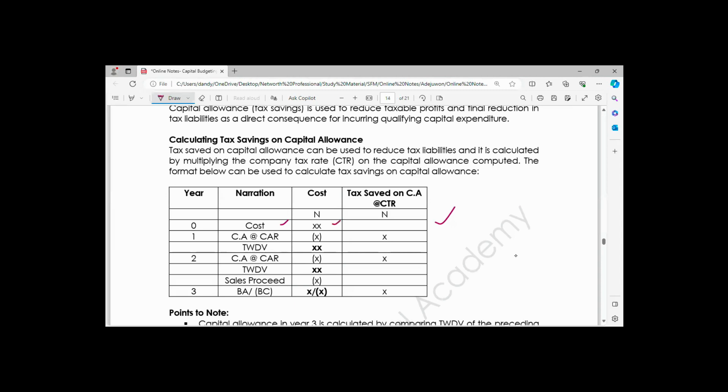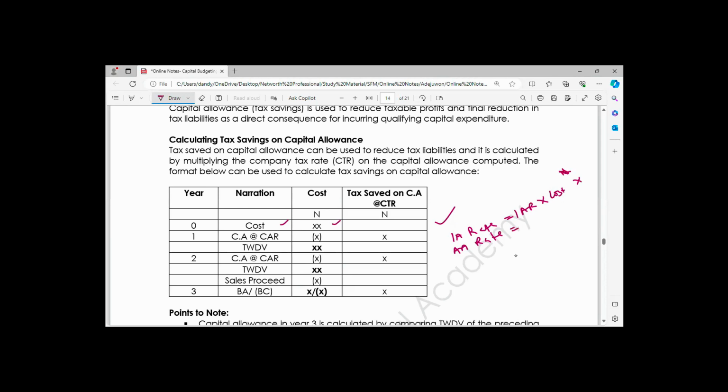I will then go to the question. Am I given initial allowance rates? If I'm given initial allowance rates, and I'm also given annual allowance rates, that means in year 1, I'm going to have two capital allowances. So I will multiply the initial allowance rate by the cost of the assets. Whatever it is, I'll post it.